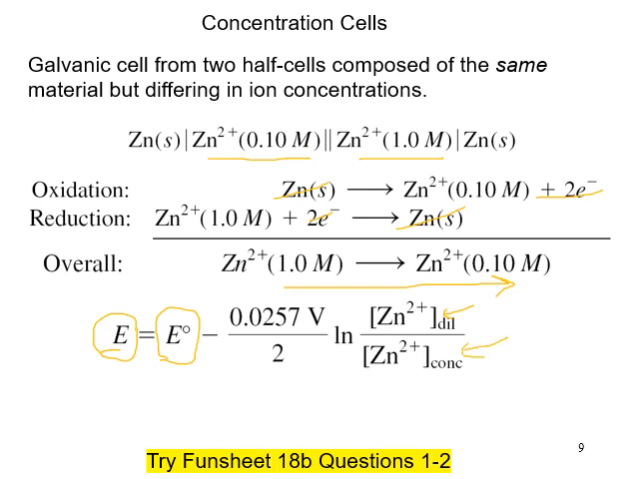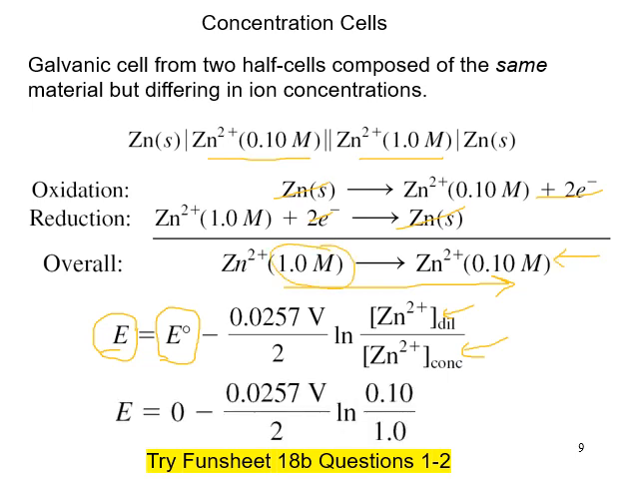It's always dilute over concentrated. Notice the dilute is the 0.1 molar and the concentrated is the 1 molar. And now if we do those numbers, we get a positive 0.0296. That's a positive number. That is a spontaneous reaction. So it will occur until these concentrations become equal. Because remember, if you have an equal number, it's ln of 1 is 0, and then everything would be 0. So it's like a battery running dead.